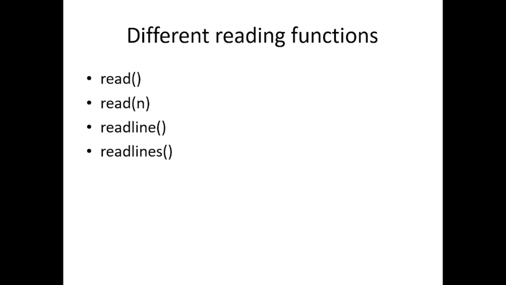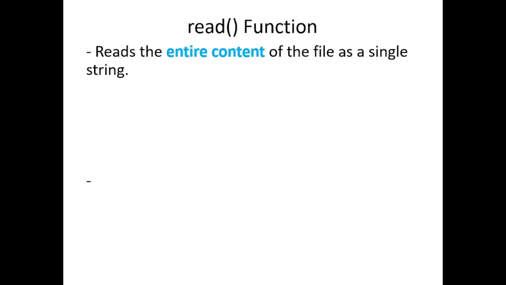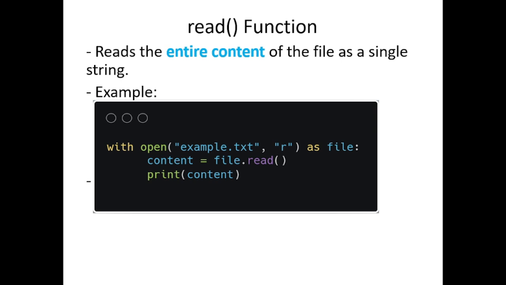Now let's see the different reading functions. There are basically four reading functions. Let's see what they are. The first is the simple read function, second is read(n), third is readline, and the fourth one is readlines. Now let us see how these four are different from each other. The simple read function simply reads the entire content of a file and stores it in a single string. So let's see the code: with open example.txt, r.